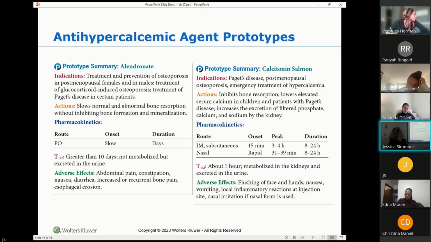Looking closer at calcitonin salmon, its indication is for Paget's disease, postmenopausal osteoporosis, and emergency treatment of hypercalcemia. The most common adverse effect is flushing of the face and hands, nausea, vomiting. There can be local inflammation at the injection site and nasal irritation if it's used nasally.